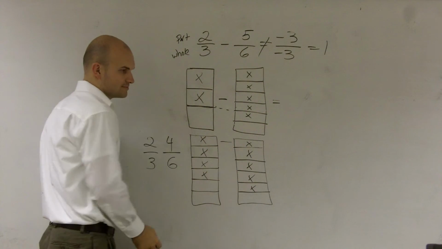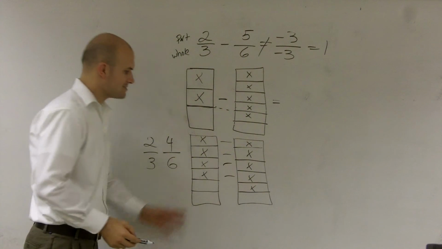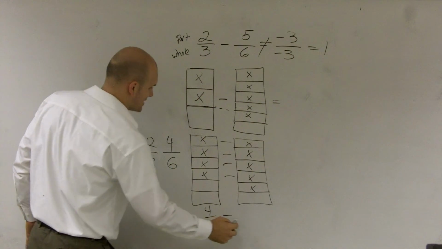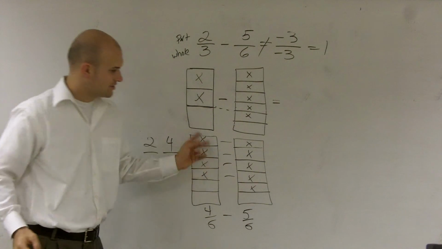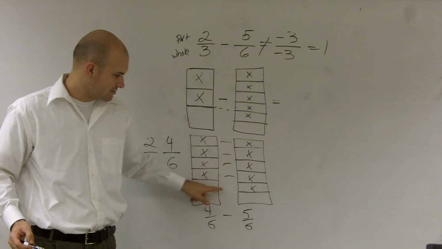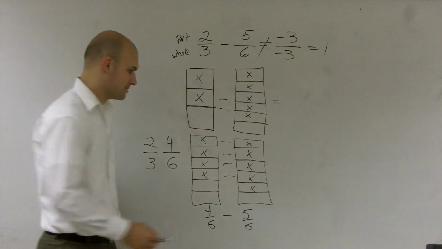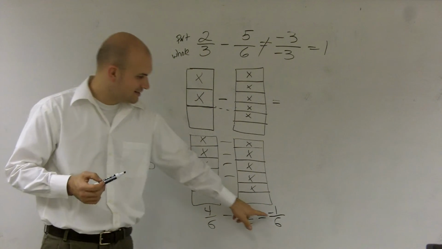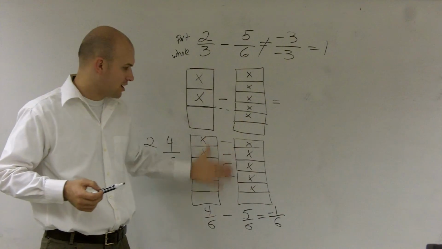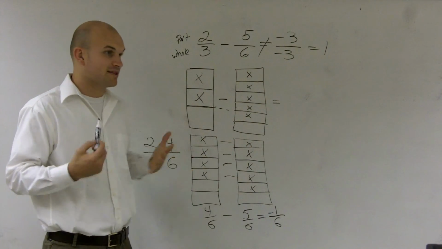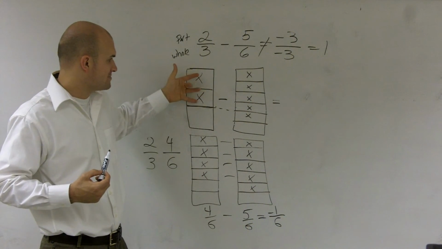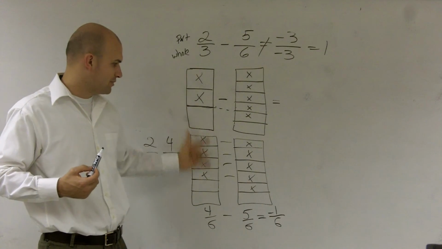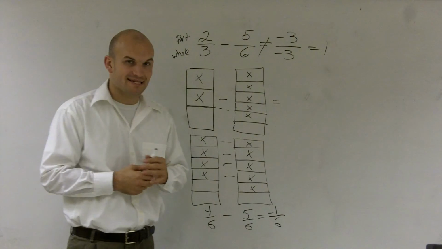So if I subtract these, what I have is 4/6 minus 5/6. Therefore, I'm left with 1 more extra that I'm subtracting. So my answer is going to be a negative 1/6. We're not changing what our denominator is. Our denominator is still going to be out of 6 parts. But I'm subtracting 1 more part from this if I put them on equal footing. So my answer is a negative 1/6.